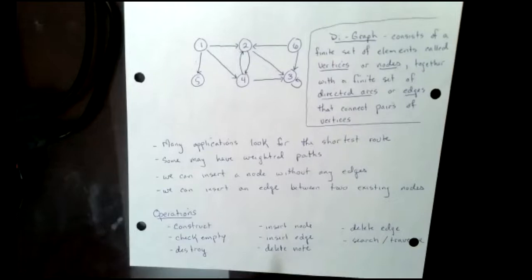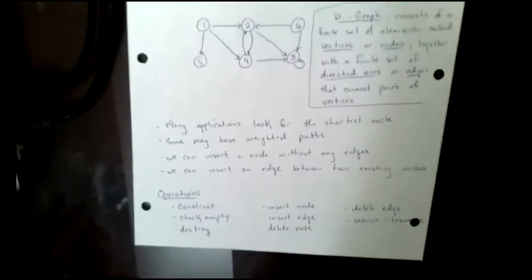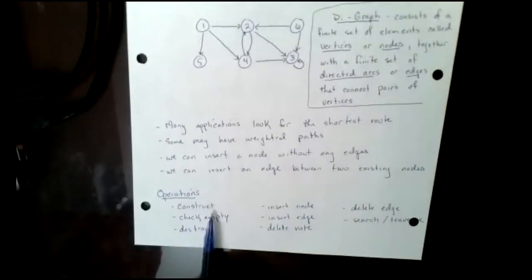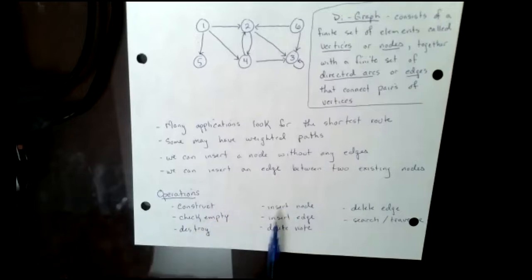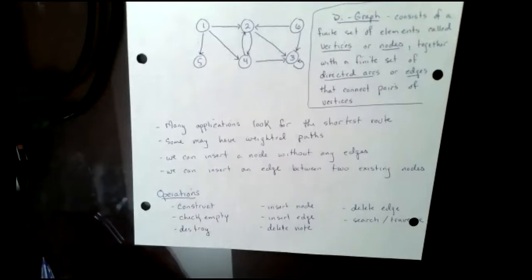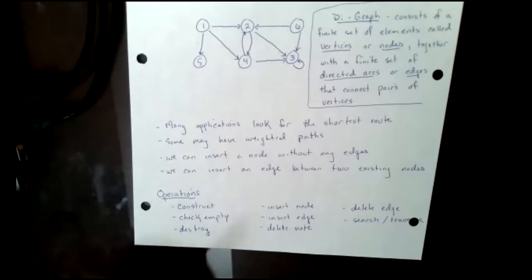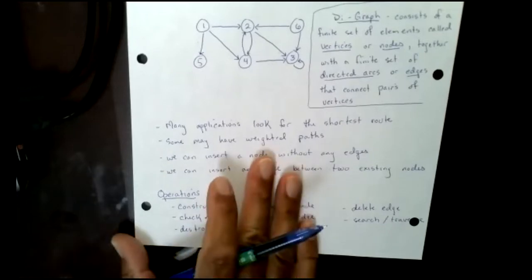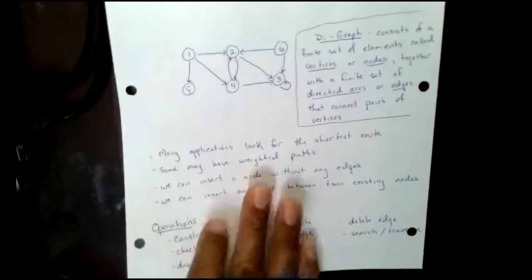So some operations that are going on, you can see down at the bottom. How do I construct something like this? What do I want to do? How do I see if it's empty? How do I destroy the whole thing? Insert a node, insert an edge, delete a node, delete an edge. Traversing through is a big thing. All right, some basic ideas behind graphs and diagrams.